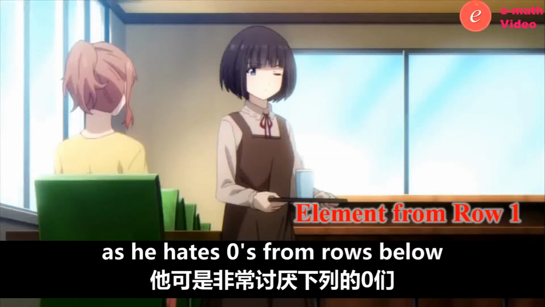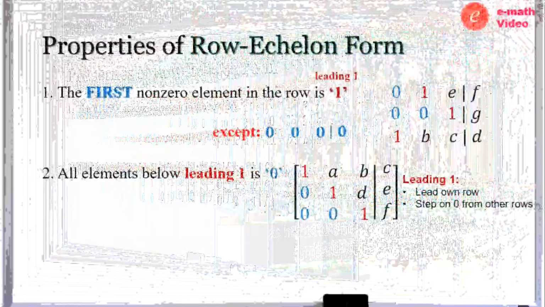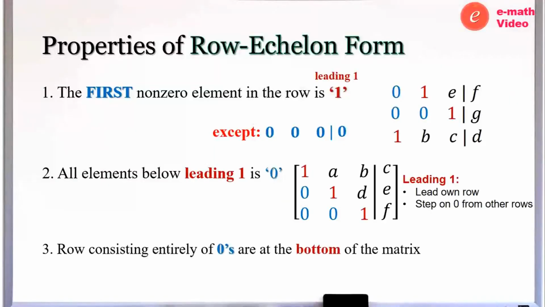Number 3. Rows consisting entirely of zeros are at the bottom of the matrix. That's the general properties of row echelon form.